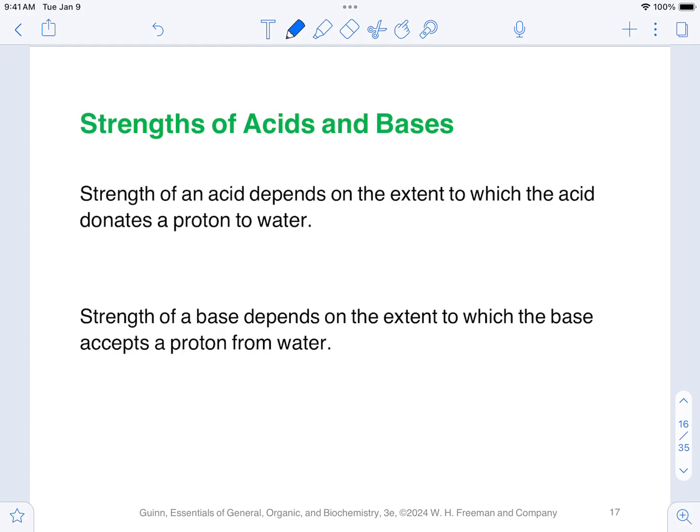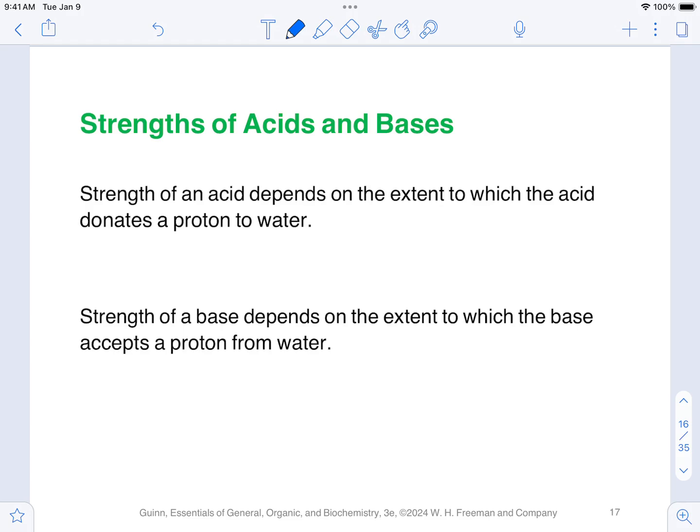This video is on the strengths of acids and bases. We know that an acid wants to donate, or does donate, a proton, and a proton in this case would be an H. And we know that a base wants to accept a proton, or accept an H, from the acid. So how do we know how strong these acids or bases are?